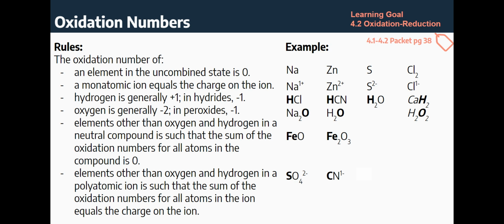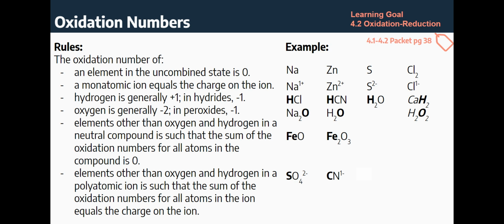This does not match what we would predict off the periodic table, and that's because oxidation numbers aren't necessarily going to match. You're always having to mathematically solve for that last element that you're trying to find. CN 1 minus, our total has to add to 1 minus. Neither of these are hydrogen or oxygen.